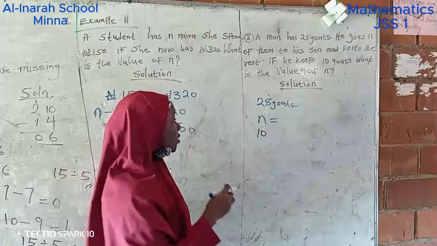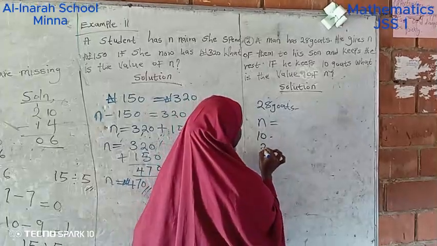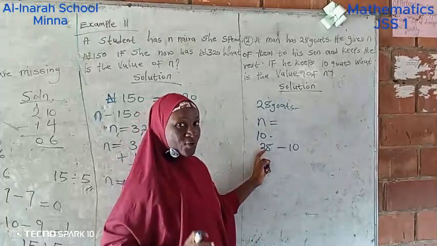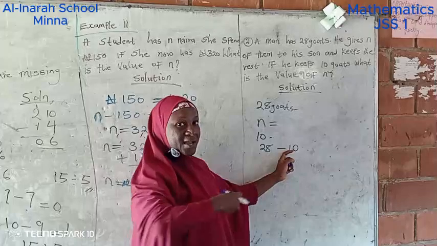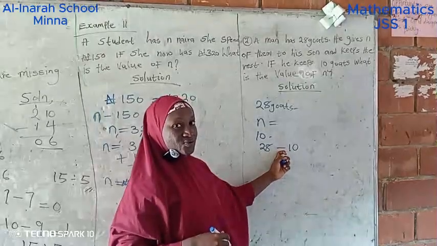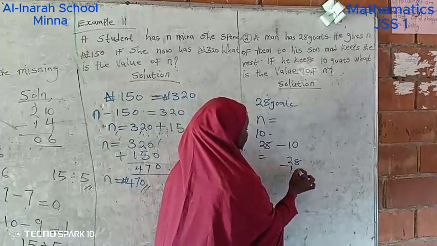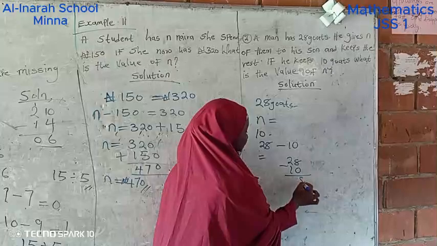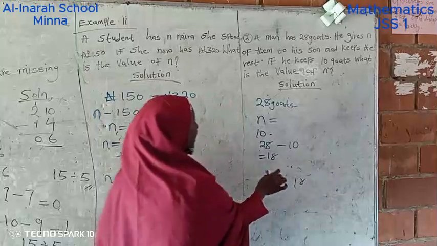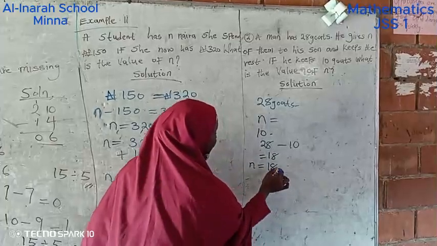For you to get to know the n, you are going to say 28 minus 10. Since this is 28, that is the number of goats you are having, and you give out 10. Since you are giving out means removing, that is subtraction. That is why we are going to be using subtraction here. You give out 10. That is 28 minus 10. 8 minus 0 is 8. 2 minus 1 is 1. We are now having 18. That shows that our n is equals to 18. And that is our final answer.